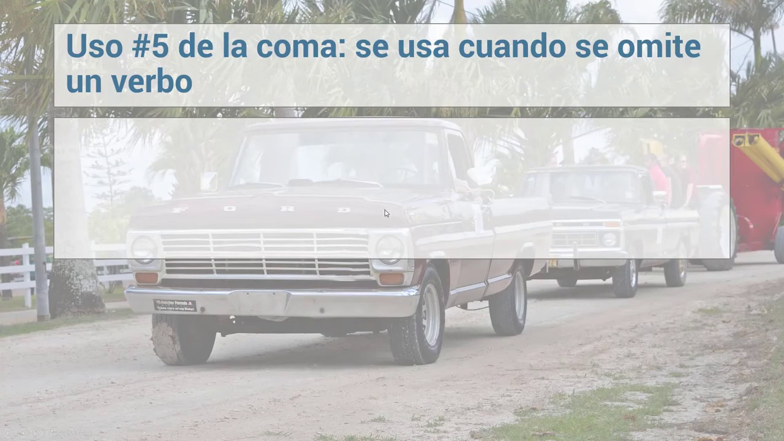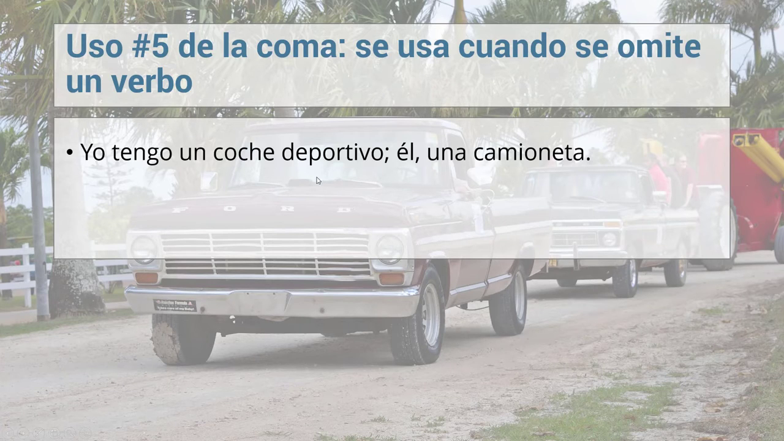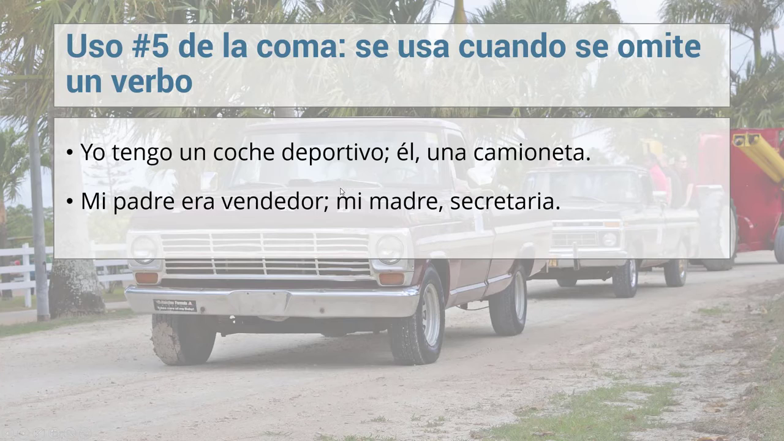Uso número 5 de la coma se usa cuando se omite un verbo. This is when you omit a verb. Yo tengo un coche deportivo, él, una camioneta. I have a sports car, he, a truck. Mi padre era vendedor, mi madre, secretaria. My dad was a salesman, my mother a secretary. So in the second part of the sentence, you see that I leave out a verb.